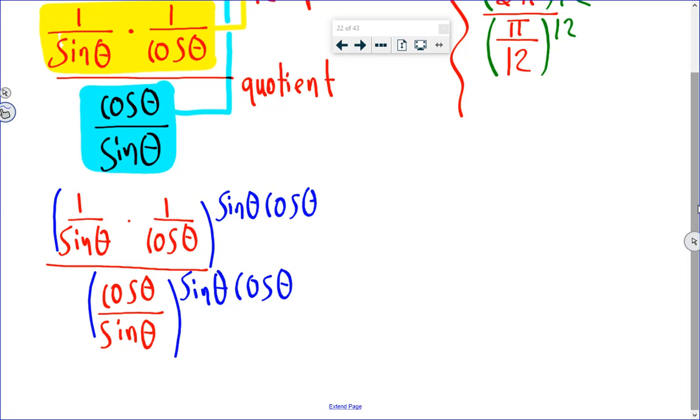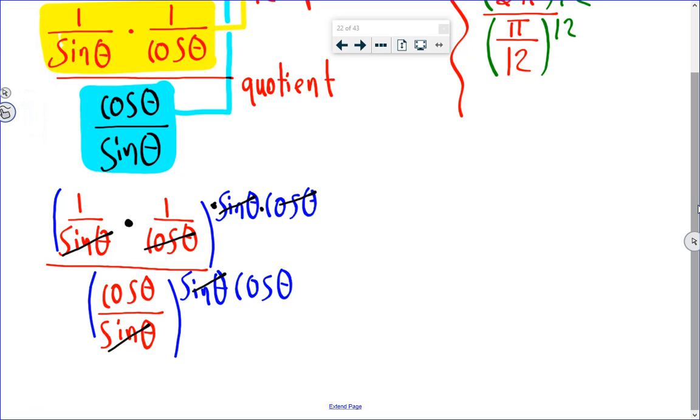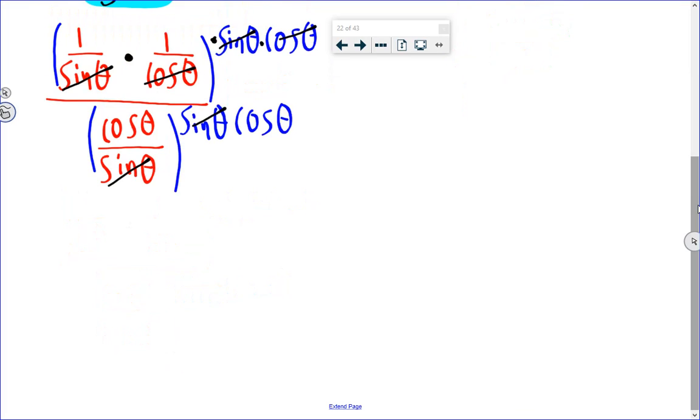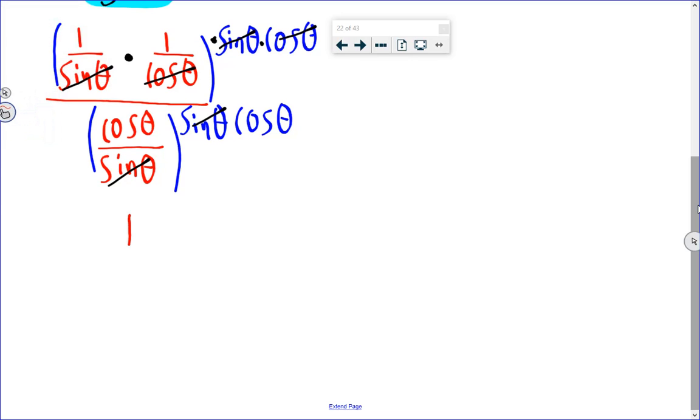So what happens? Well, canceling is what happens. Sine, sine, cos, cos. These are all multiplied together, so we can cancel wherever we want. Sine, sine. So what do we have left? On the top, all we've got left is 1. And on the bottom, cos squared of theta.